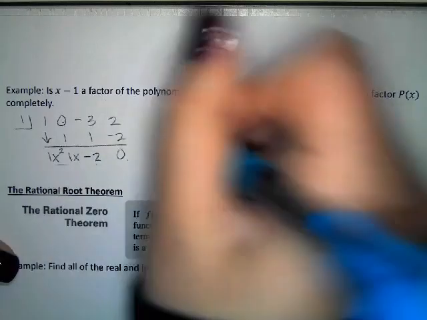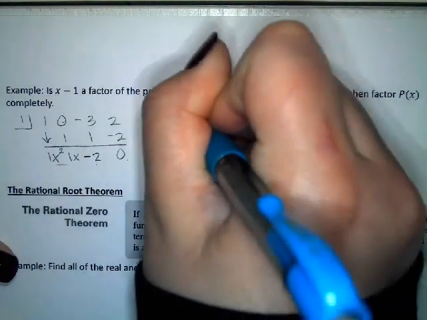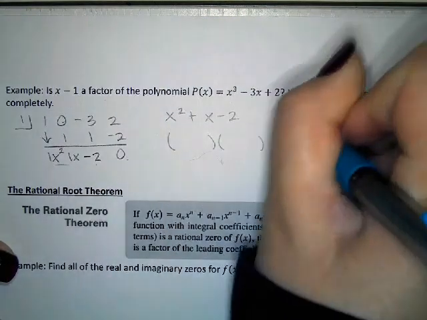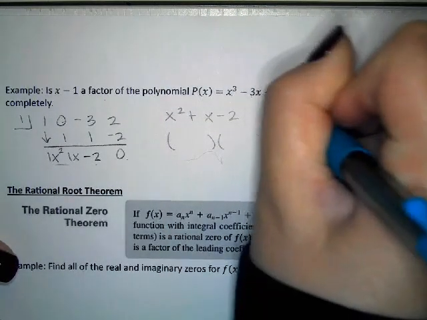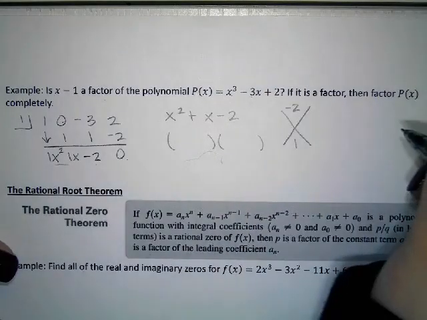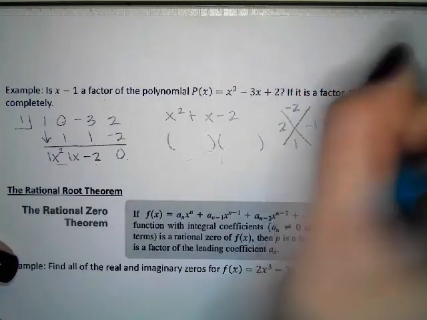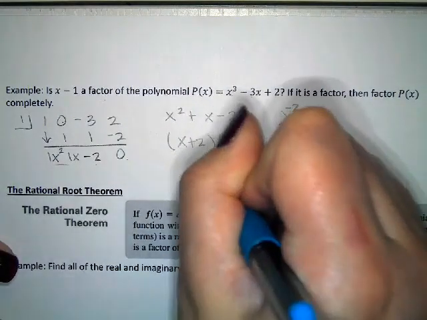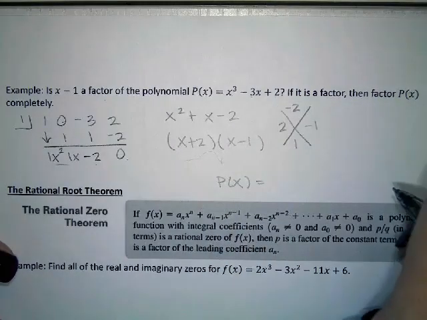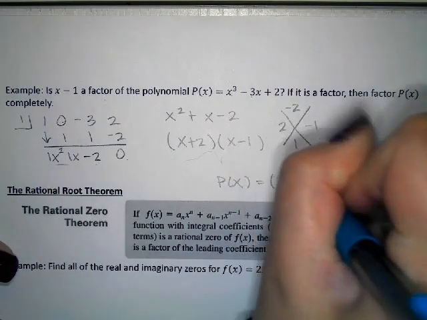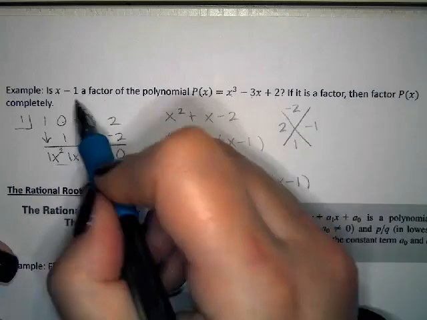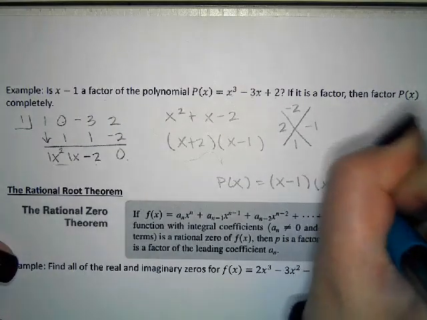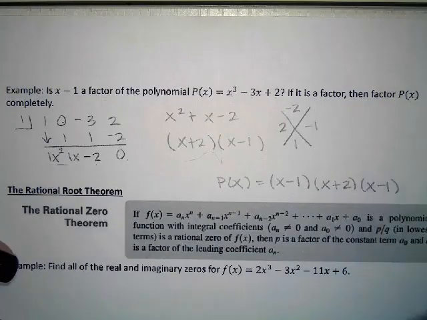Two numbers that multiply to -2 but add to +1 would be 2 and -1. And so that means that p of x, if we write down all the factors for p of x, we have the x minus 1 from the original problem when they were asking us to check the factors. And then we have the additional factors of x plus 2 and x minus 1 again. So you can write it like this. This is totally fine. Or you could say x plus 2 times x minus 1 squared, because there's two of them. So either way would be fine.